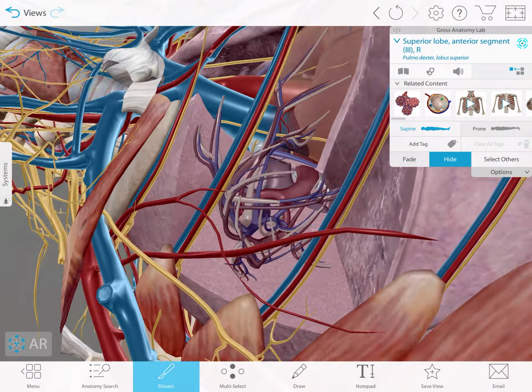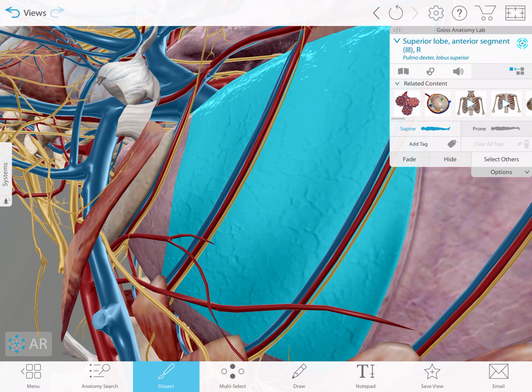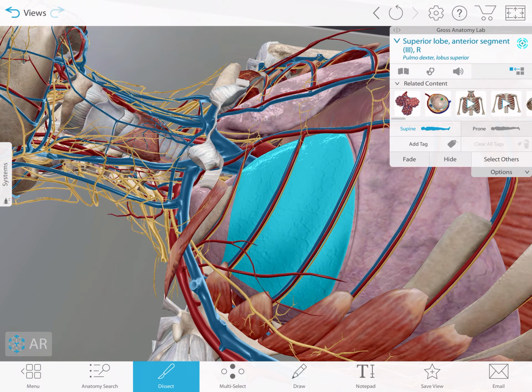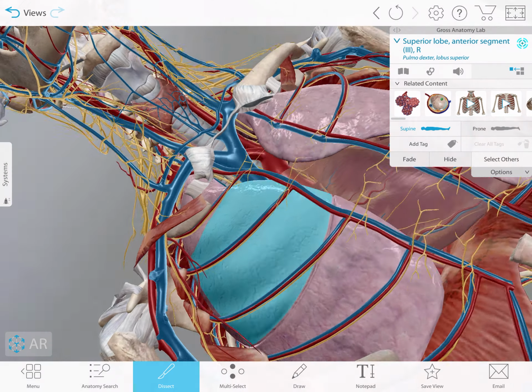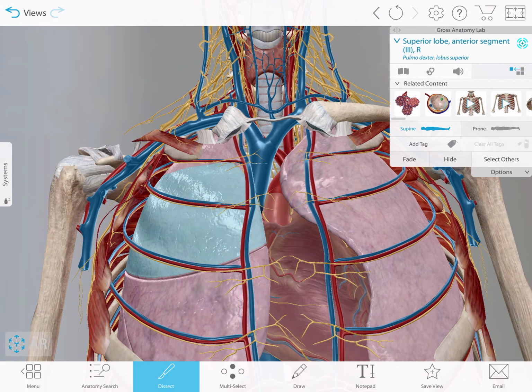The place of the lungs where this is called the pulmonary hilus, and that's going to be deep where the pulmonary artery, pulmonary vein, and primary bronchi are going to enter the lung itself. And that's pretty much an overview of the relationship between the heart and the lungs and the trachea.